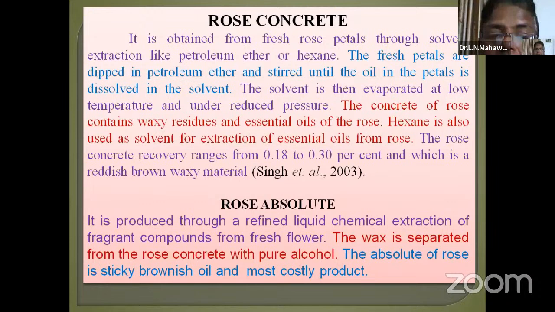2003. That was the rose perfume, and it is produced through rose absolute. It is produced through a refined liquid chemical extraction of fragrant compounds from fresh flowers. The wax is separated from the rose concrete with pure alcohol. So once you get the rose concrete, it should be washed with the help of pure alcohol. And the absolute of the rose is a sticky brownish oil and the most costly product in the market.